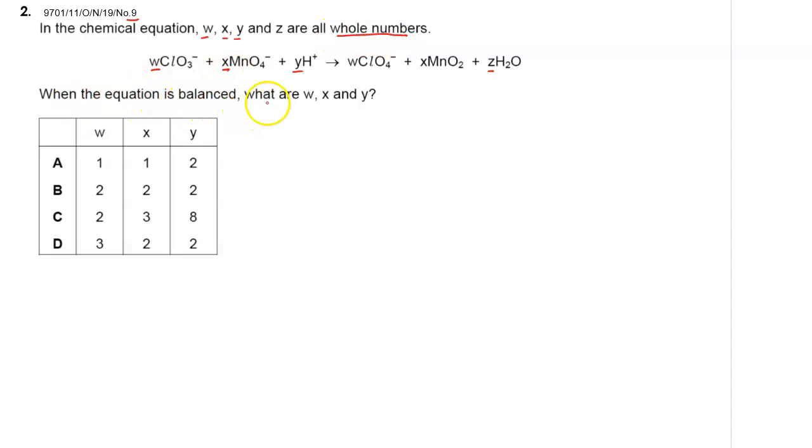When the equation is balanced, what are W, X and Y? Of course, to get this, you need to go in the direction of balancing the equation using oxidation numbers.